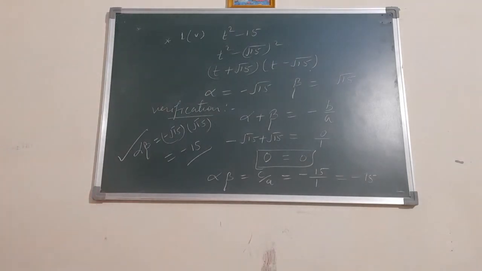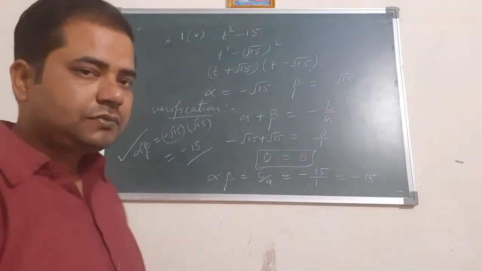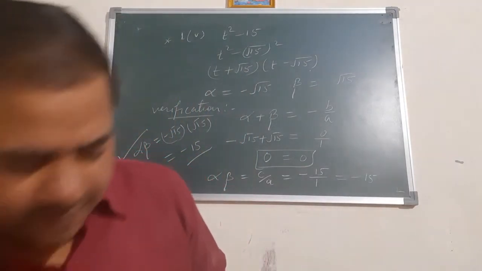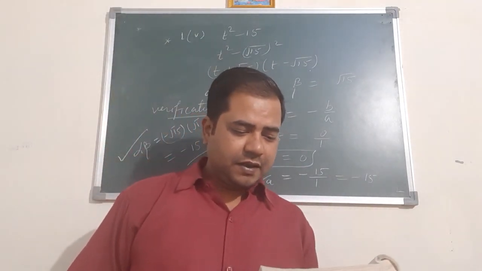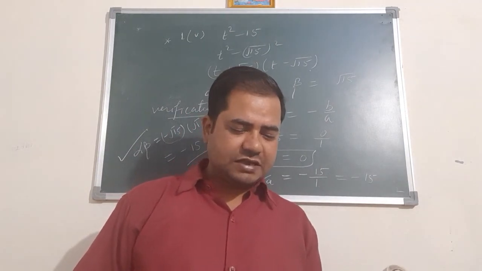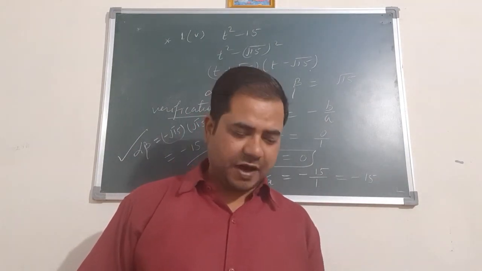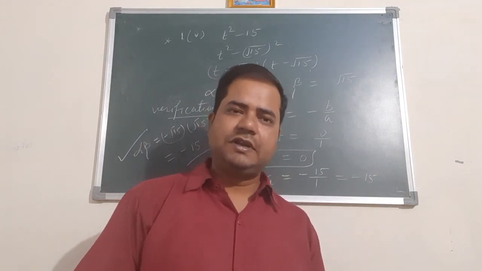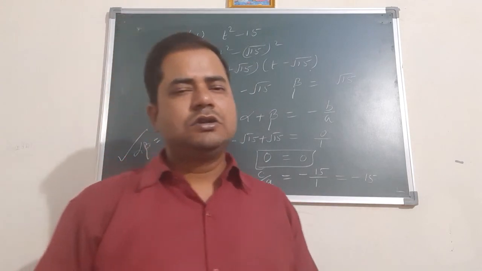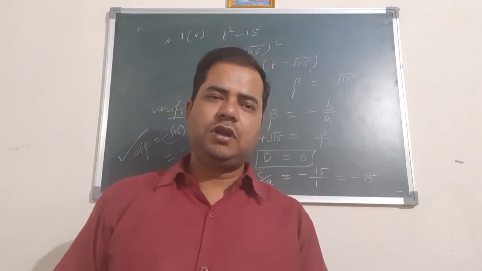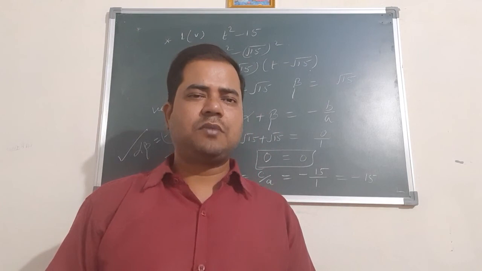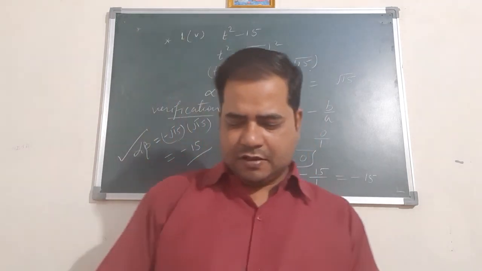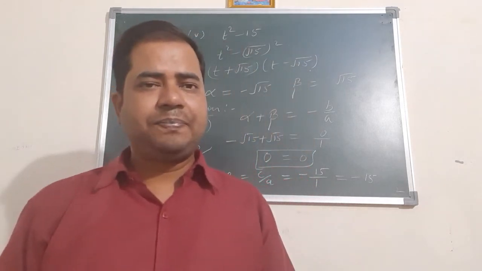Now in the second question, find a quadratic polynomial each with the given numbers as the sum and product of its zeros respectively. So same as the example, alpha plus beta is given and alpha beta is given. So you can find the polynomial by using the formula x square minus alpha plus beta into x plus alpha beta. Okay. So I hope you understand this lecture.